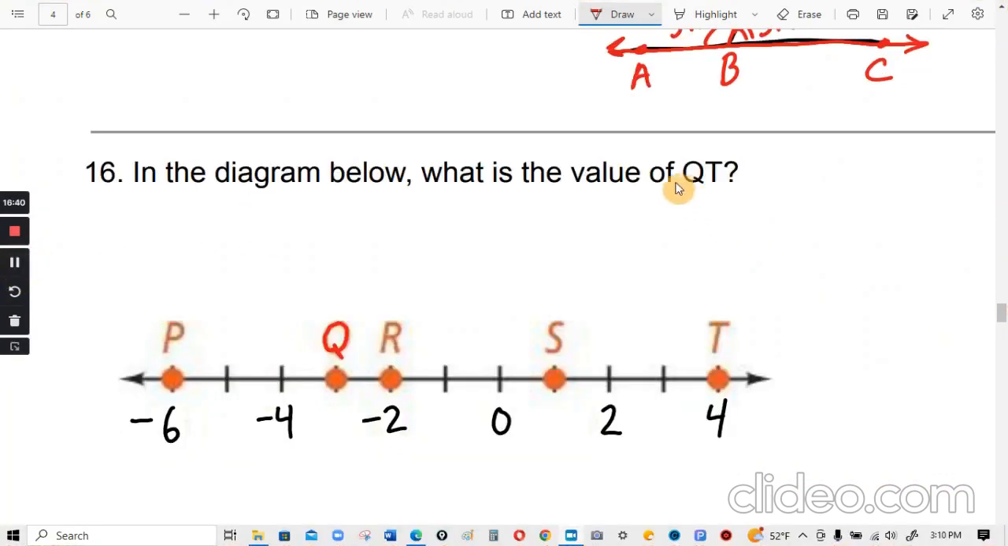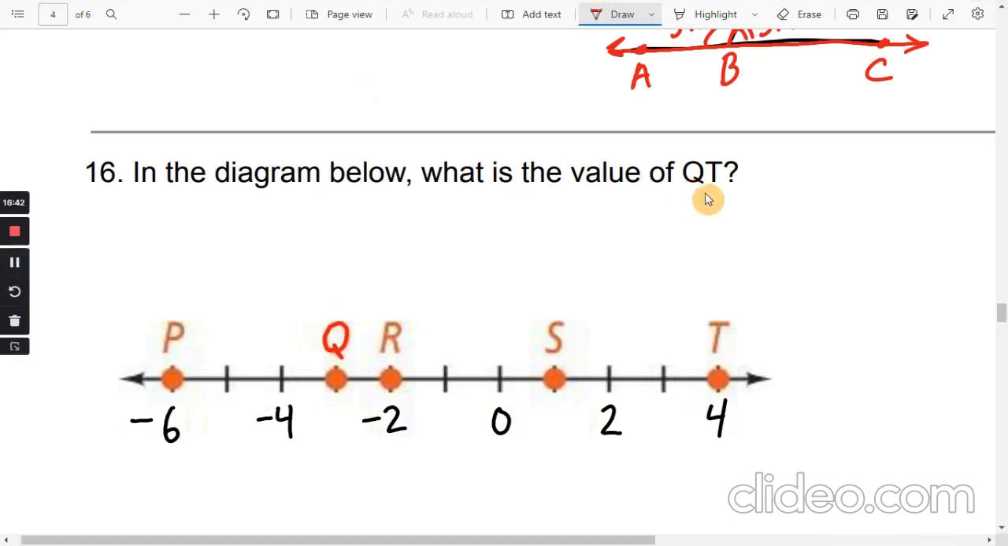All right, what is the value of QT? That's the distance from Q to T on the number line. So Q is here between -4 and -2. That's going to be -3. And T is at 4. So you just subtract. It's just going to be 4 minus -3.